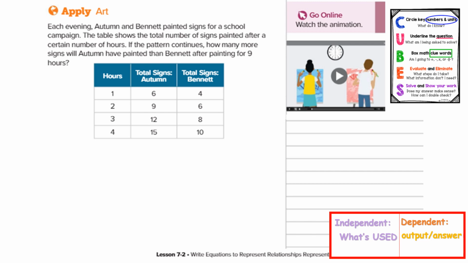It says each evening, Autumn and Bennett painted signs for a school campaign. The table shows the total number of signs painted after a certain number of hours. If the pattern continues, how many more signs will Autumn have painted than Bennett after painting for 9 hours?